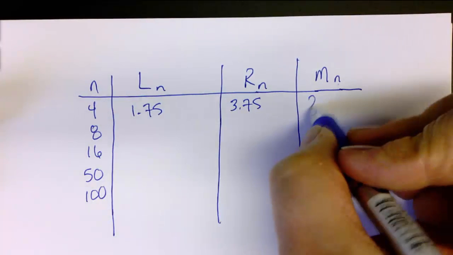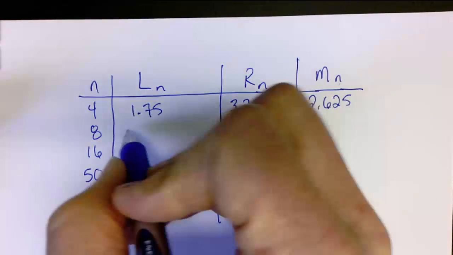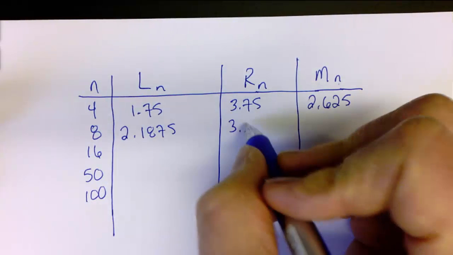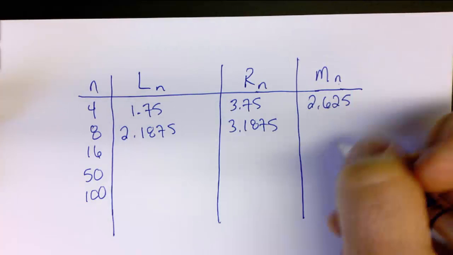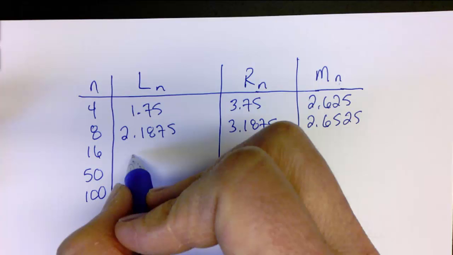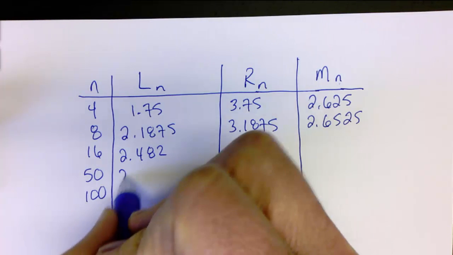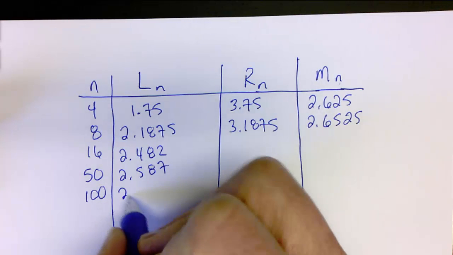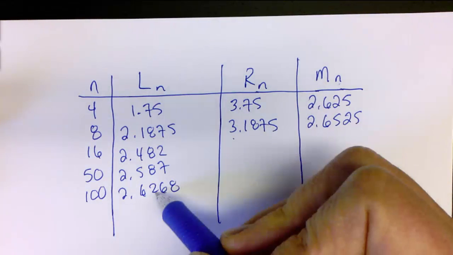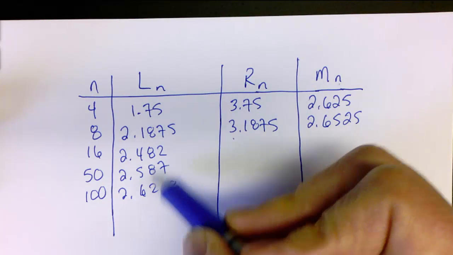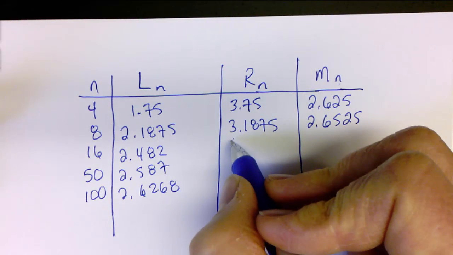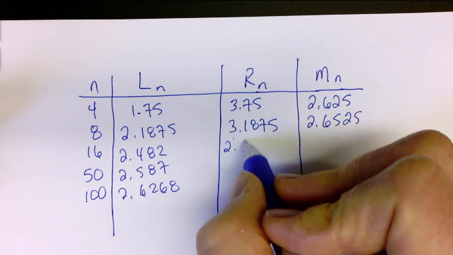Using midpoints, we get 2.625. When we double the number of subintervals, using midpoints, we get 2.6525. Now, the left endpoints, we know those are always an under approximation, so these numbers are increasing towards the actual area. These numbers are going to decrease because they're over approximations, but we're going to get better and better as we increase the number of rectangles.